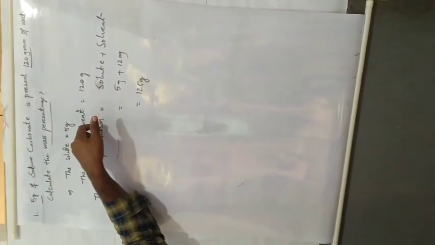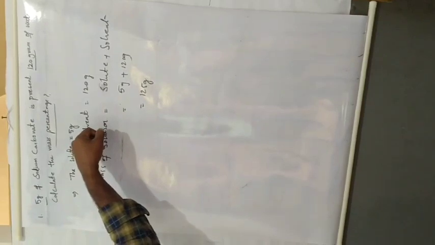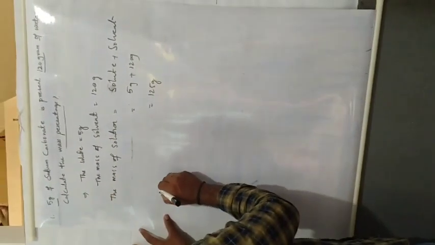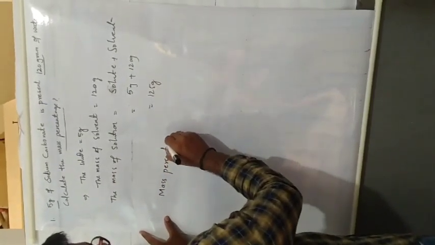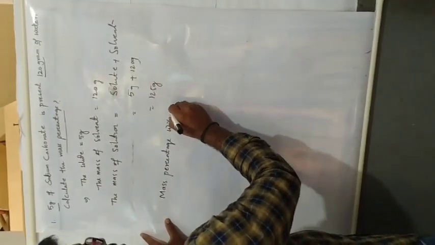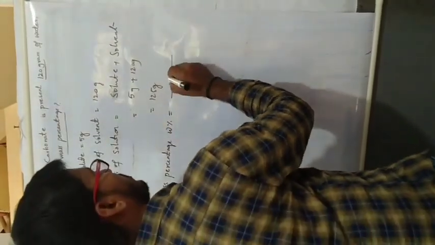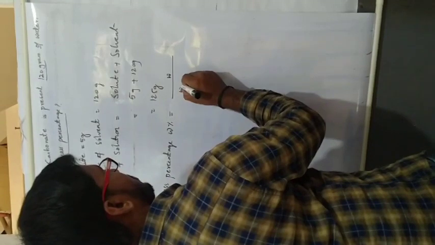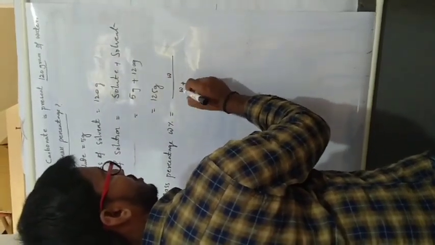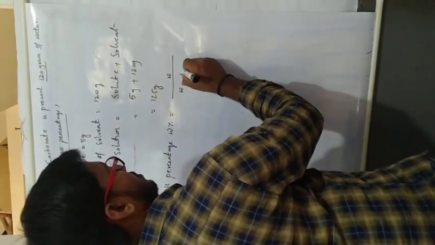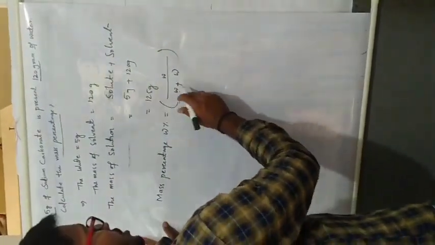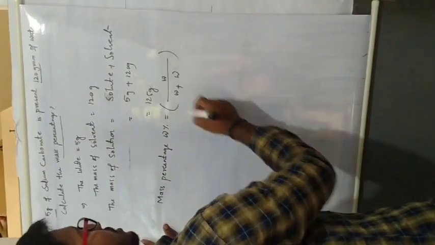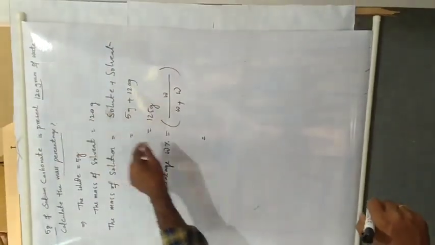Next we need to find the mass percentage. So what is the mass percentage of the solution? Mass percentage equals the weight of solute by mass of solute plus mass of solvent. So for the solution total, what is the mass of solute? 5 grams.